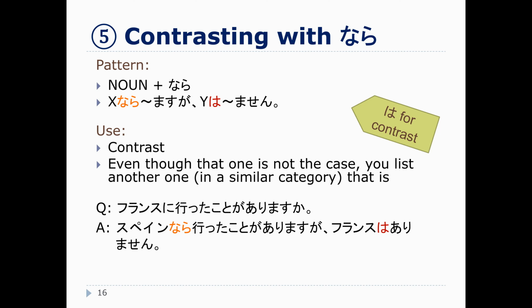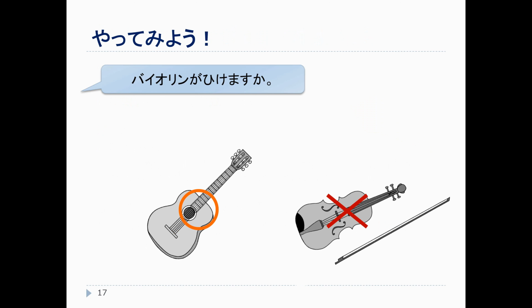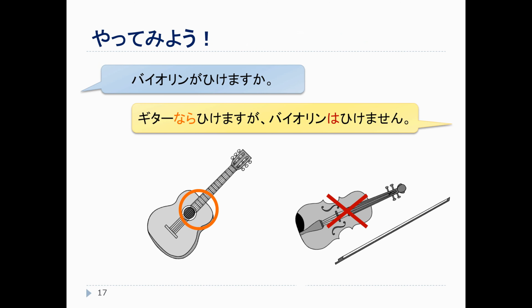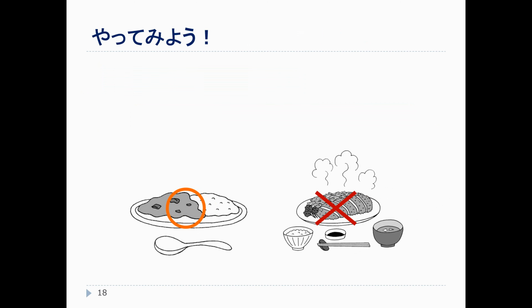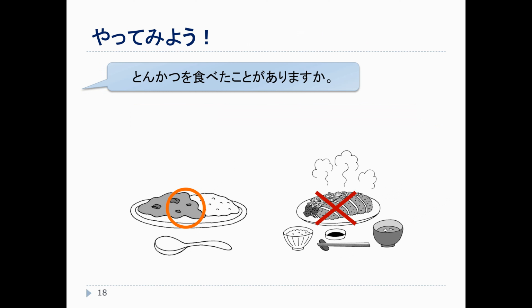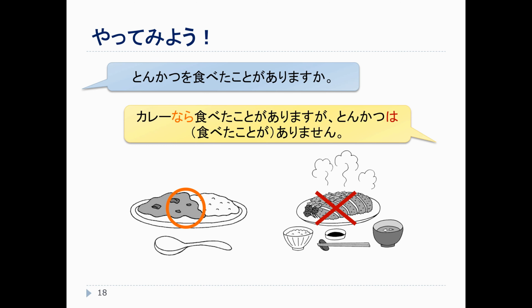So let's try a few more. See if you can make an answering sentence. バイオリンを弾けますか？ギターなら弾けますが、バイオリンは弾けません。Next one. とんかつを食べたことがありますか？カレーなら食べたことがありますが、とんかつは食べたことがありません。That's one way we can use this expression, but there's also another way to use it.